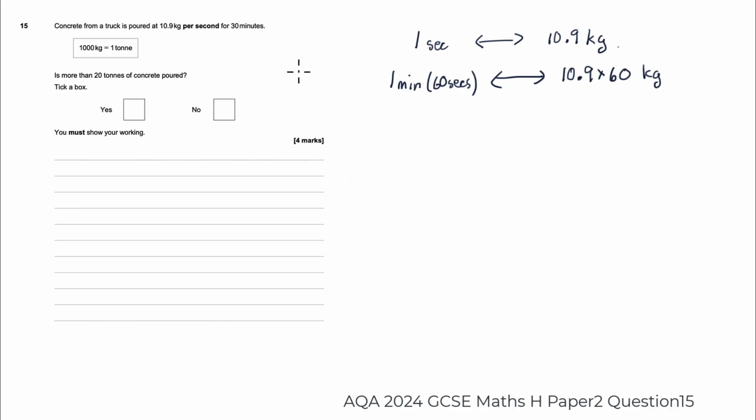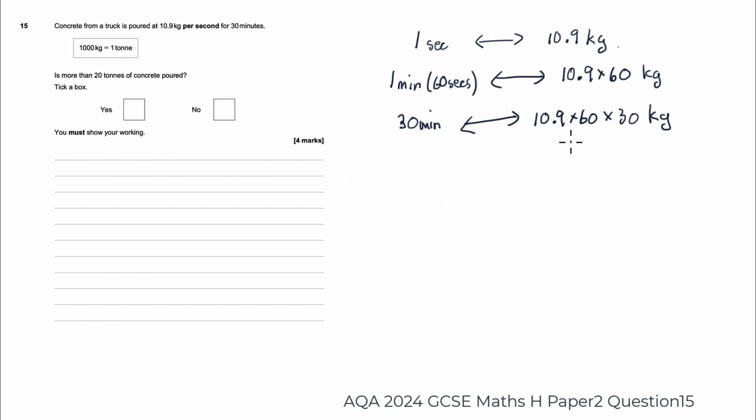But we want to know what's poured in 30 minutes. So that'll certainly be the amount that's poured in 1 minute times 30. It's 30 times this figure here. So that times 30. And that answer is in kilograms. Now, we didn't want the answer in kilograms. We're asked a question about 20 tonnes. We have to compare this with 20 tonnes. So we have to convert this number of kilograms, whatever it is, into tonnes. And we know that each 1,000 kilograms is 1 tonne.